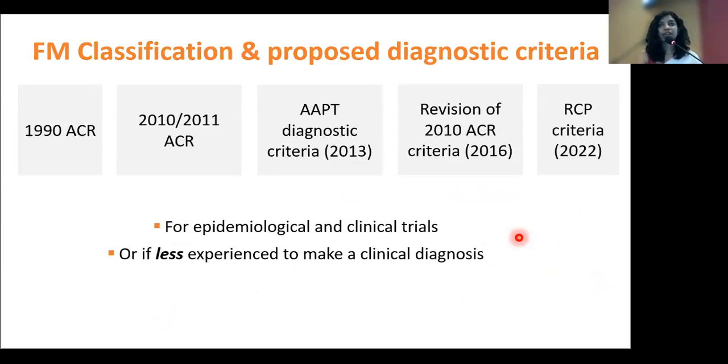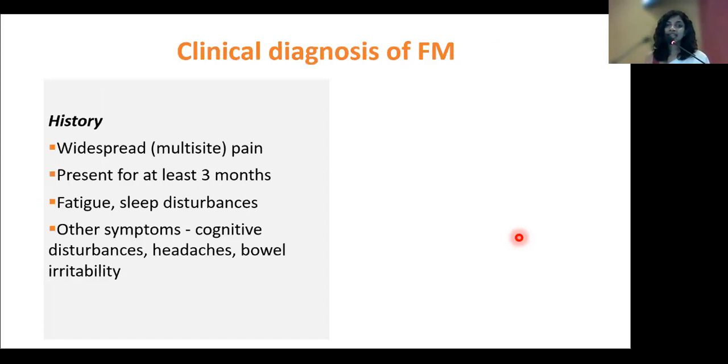And there are multiple criteria that have been published, from the 1990 ACR criteria that says there has to be pain in 11 out of 18 sites. That was revised in 2010, 2011. Then this AAPT criteria came in 2013. Then the ACR criteria was revised in 2016. And we have the Royal College of Physicians criteria in 2022. So there are multiple criteria, but practically speaking, it is really a clinical diagnosis.